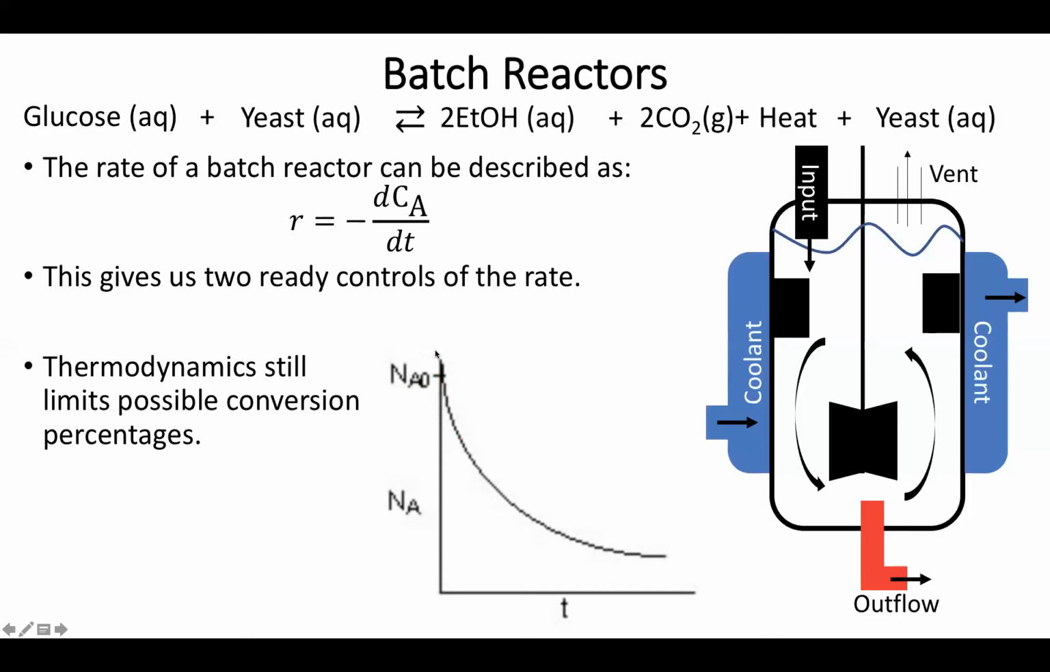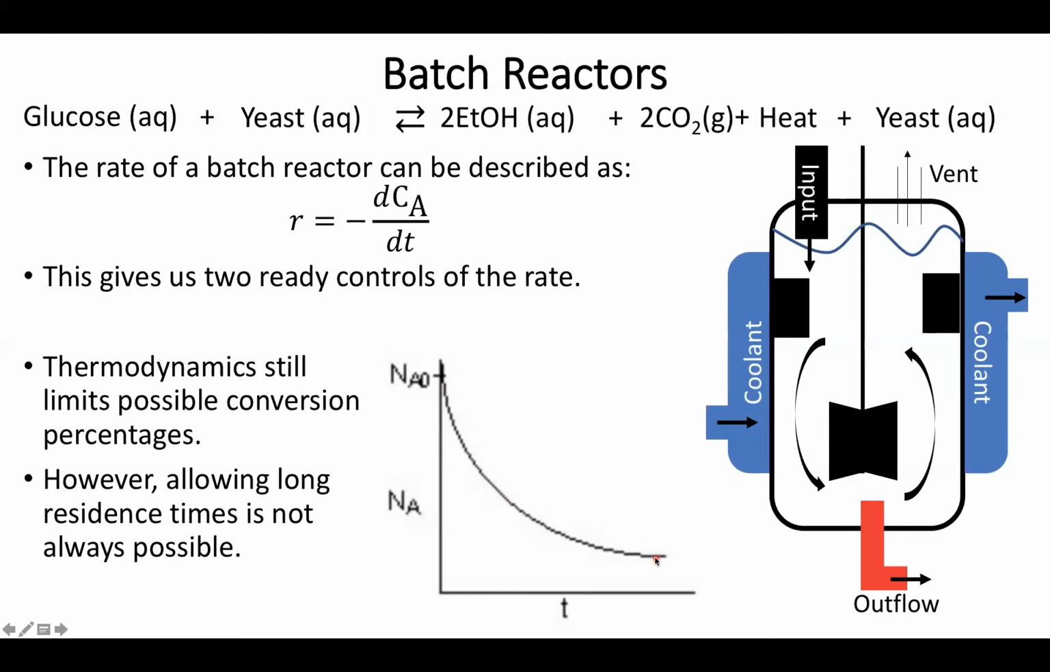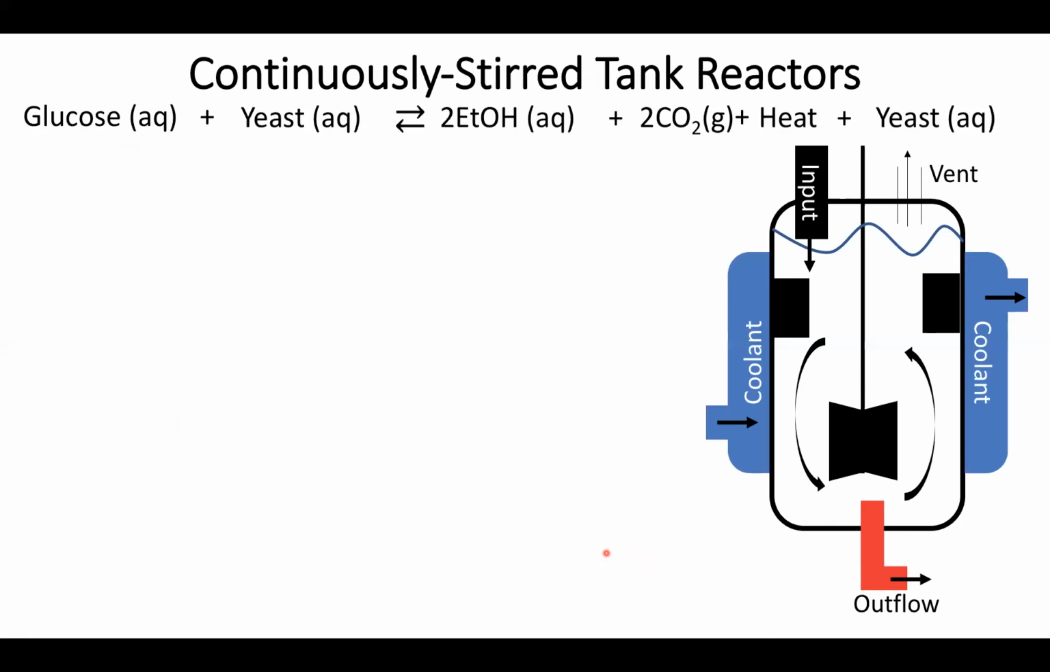So at the beginning, we tend to have the fastest rates because I have the most amount of reactant. However, as time goes on, my rate's going to increasingly slow down. So I'll have a fast reaction rate at the beginning, but it takes longer and longer to get the same amount of conversion the further down I go. So one of the problems that we have is that it's not always going to be possible to allow infinitely long residence times. So I need to find some sort of compromise of how long do I want to let the reaction go in order to get a certain amount of conversion.